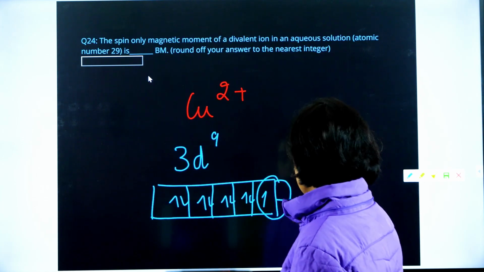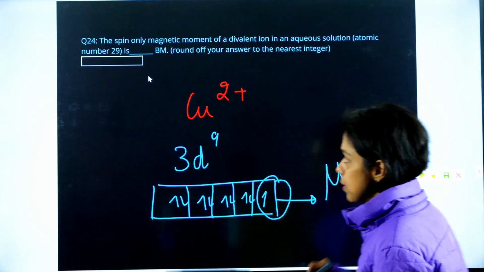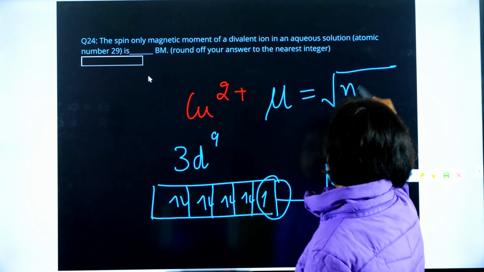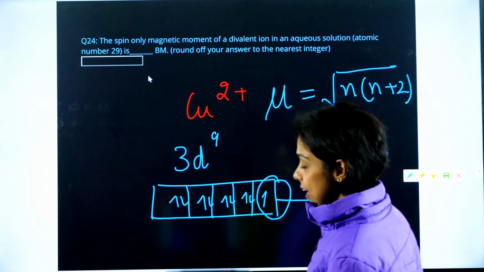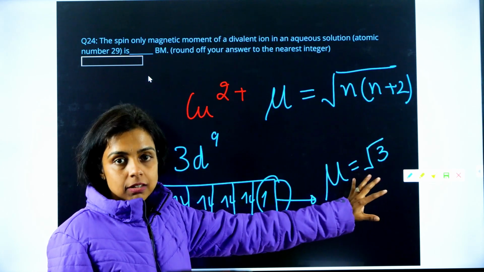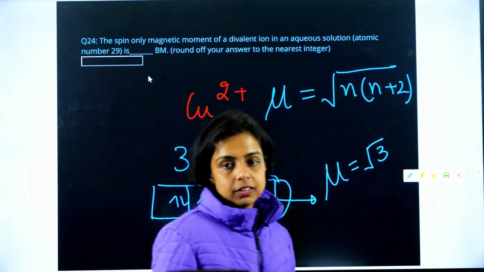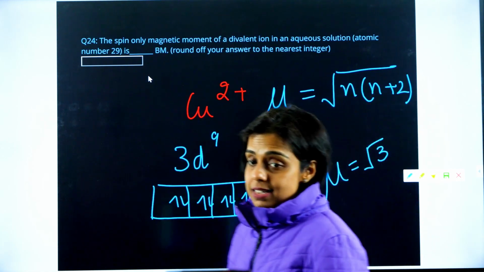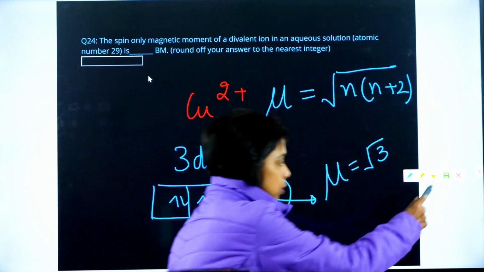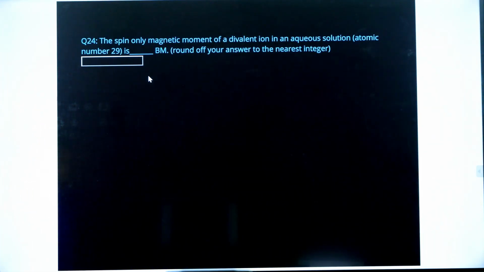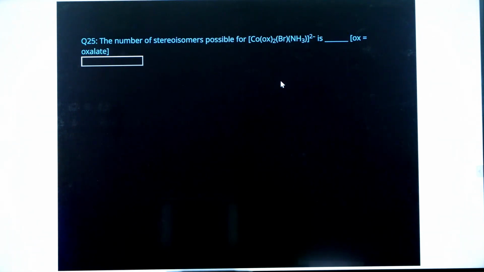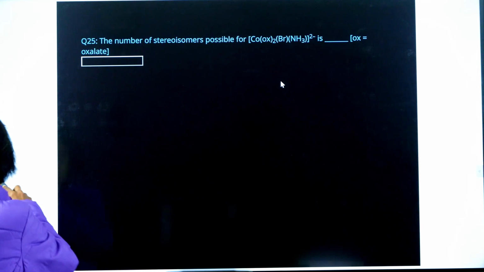One unpaired electron, that means root under n into n plus 2 is the formula for spin only magnetic moment. This is the formula, root of n(n+2), right? So n is the number of unpaired electrons. We put n is equal to 1 here, so root 3. That is 1.7, right? You have to round it off to the nearest integer. So we'll mark our answer as 2. So we'll write 2 in the numeric value question. Very easy, pretty easy, right? 2 Bohr magneton.